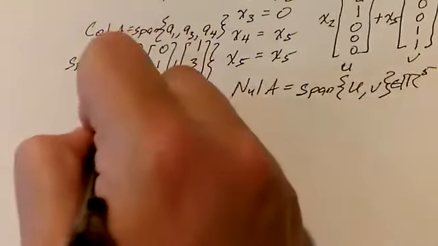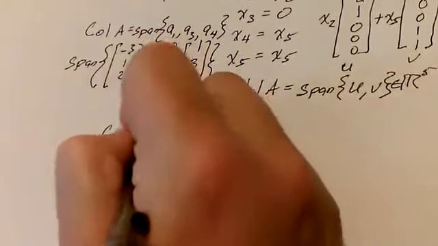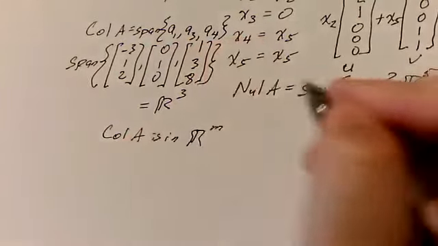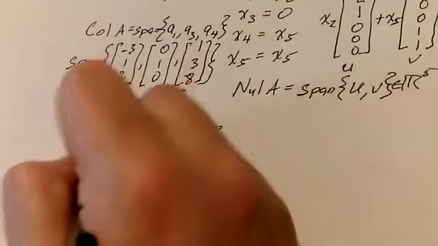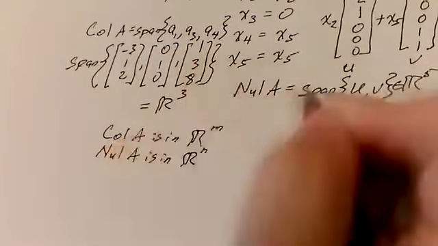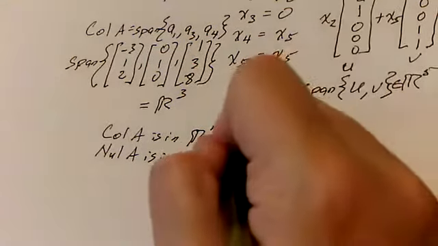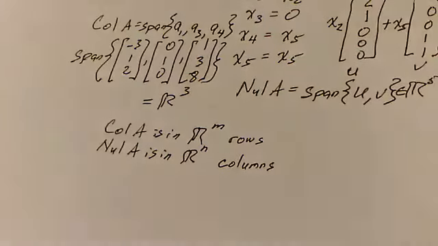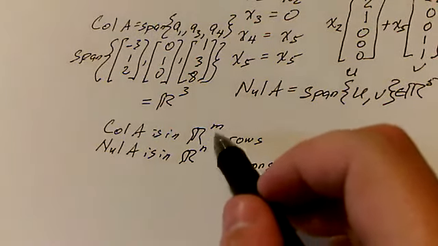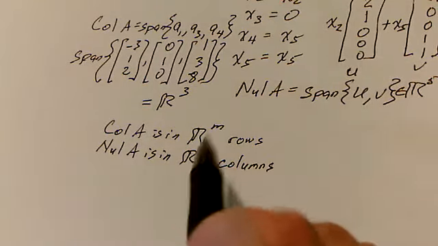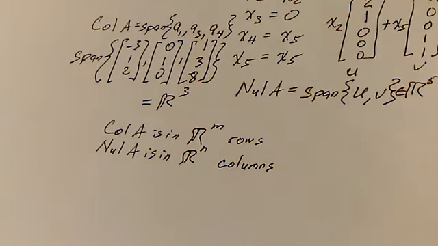So the column space is contained in Rm, because you have an m by n matrix, and the null space is contained in Rn. So rows for the column space, columns for the null space, I know that feels backwards, right? It's the column space. So when I say rows and columns, I'm just talking about that m and n. So for this problem, it was R3 for the column space, R5 for the null space.